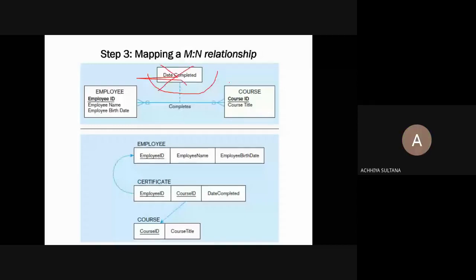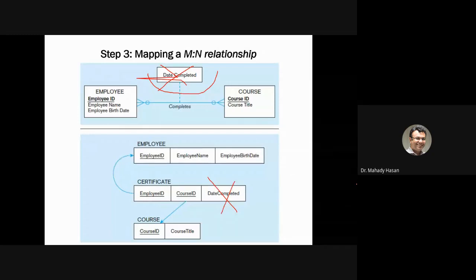Simple. But if it is many to many, we have to have a new relation for that. Both sides' primary keys will come here and make the primary key. That is the norm. If there is any additional attribute of the relationship, that will come here and be an attribute of this new relation.